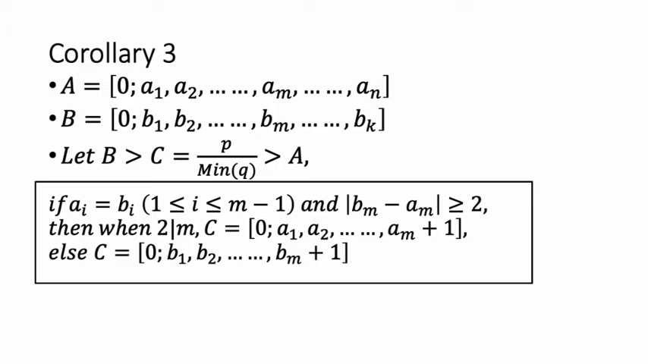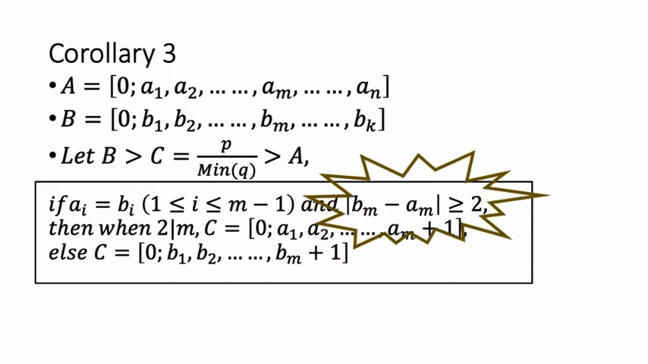Otherwise, if 2 doesn't divide m, c will be 0, b1, b2, all the way to bm plus 1. Our corollary 3 only expressed what we discussed earlier into the form of mathematics. If you put some numbers into it, you will quickly see that this is the same as we discussed. Now, there's a new condition.